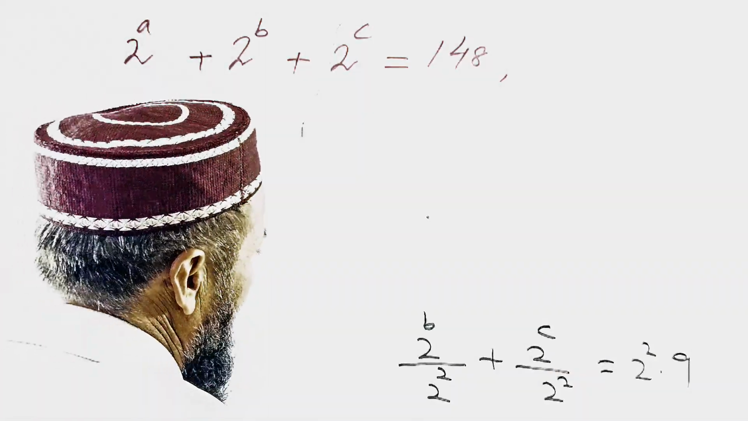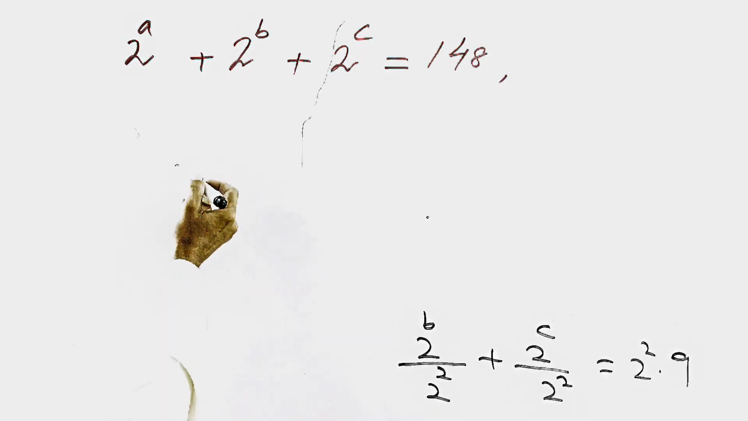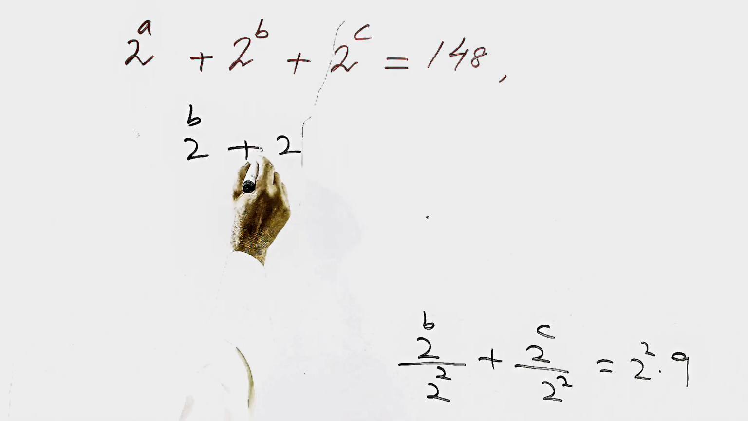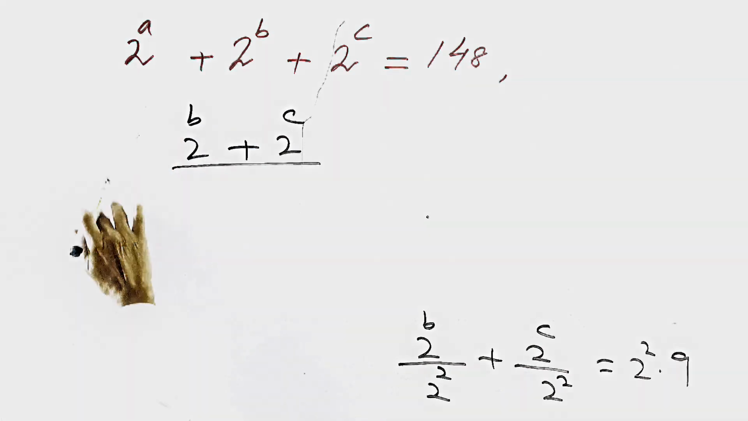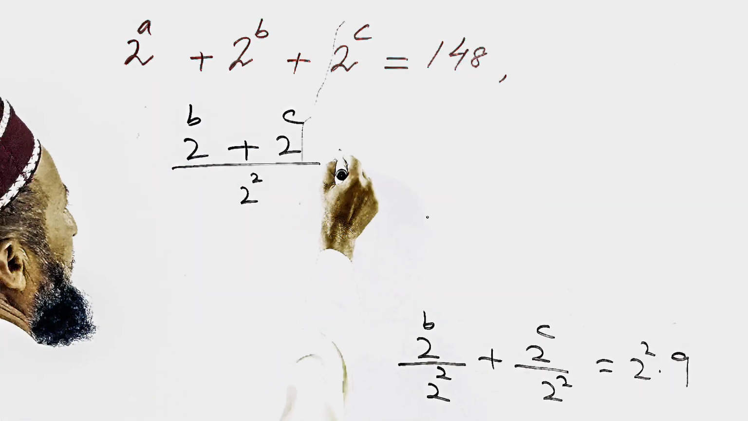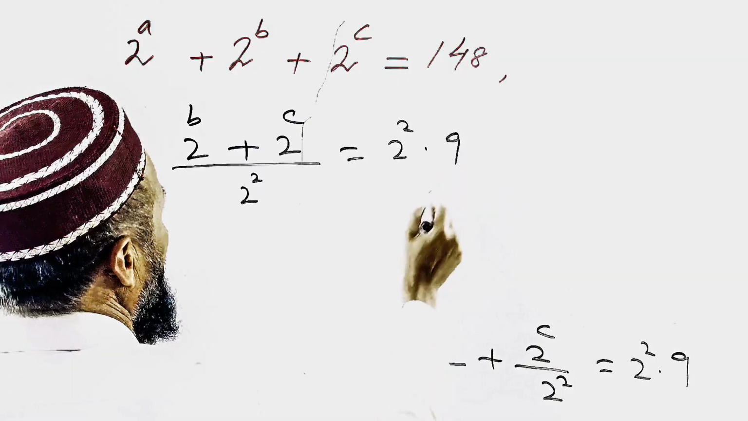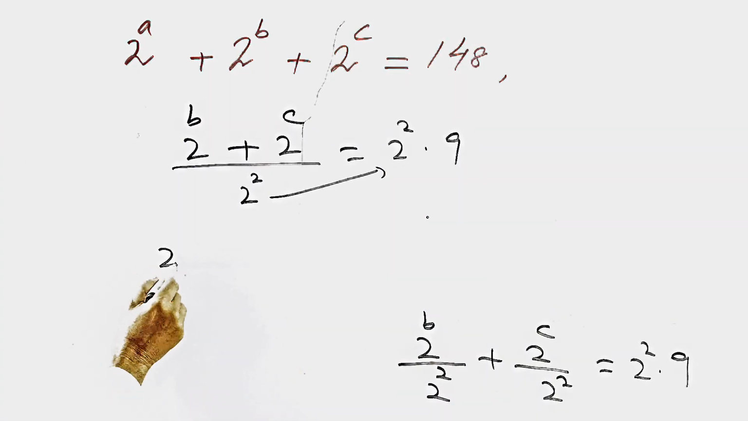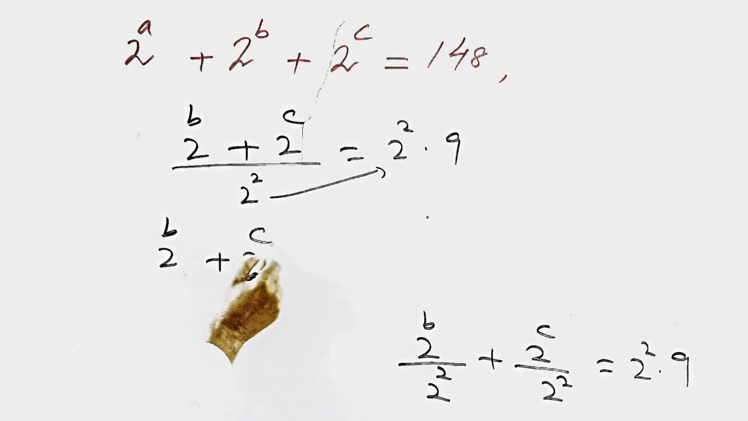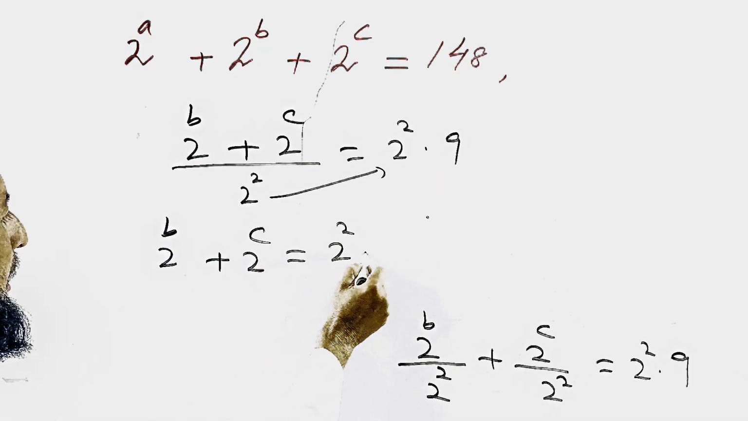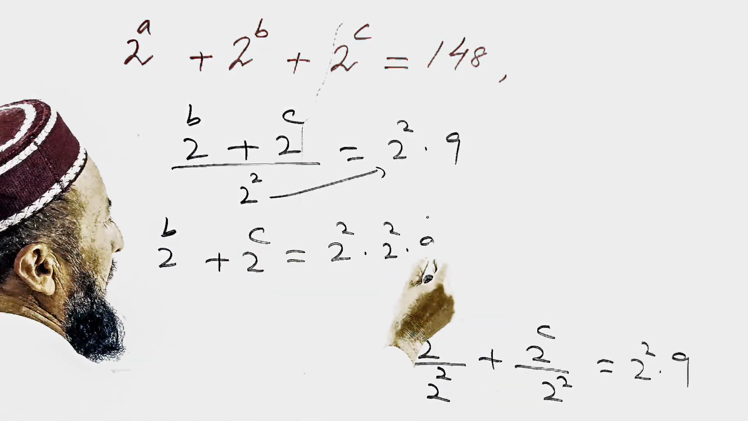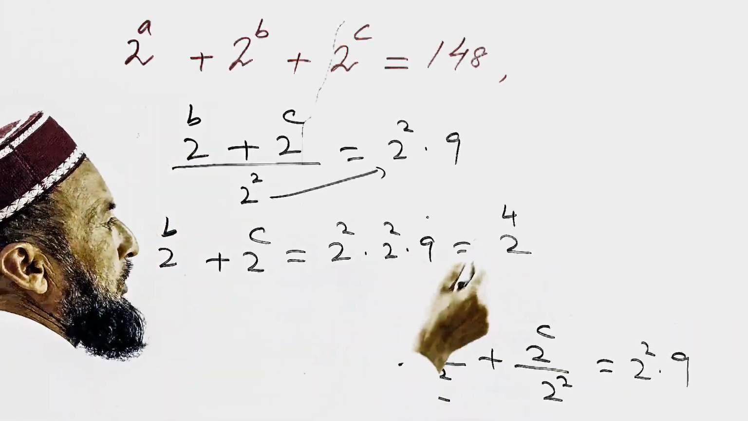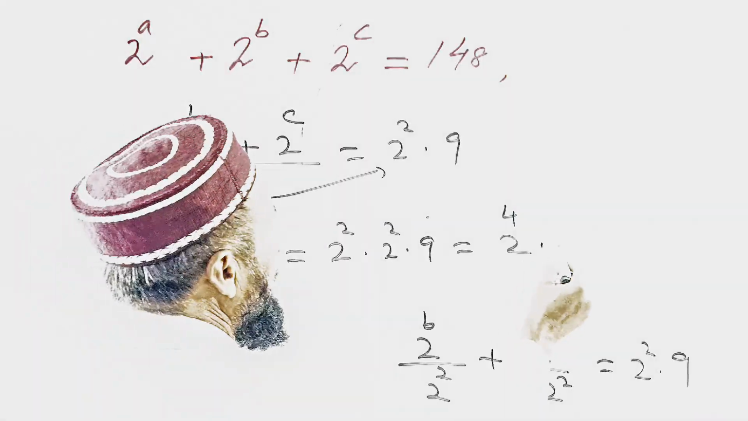We can write 2 exponent of b plus 2 exponent of c, and 2 exponent of 2, taking LCM, is equal to 2 square into 9. This term is multiplied on each side, so 2 exponent of b plus 2 exponent of c is equal to 2 square and 2 square into 9. When the bases are the same, we add their powers, so 2 plus 2 is 4, into 9.